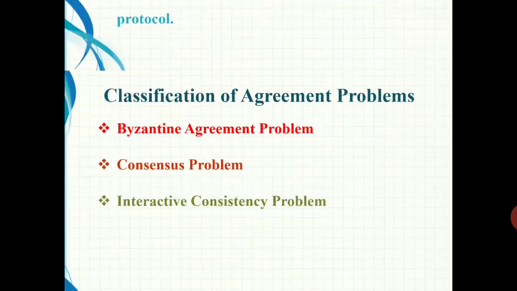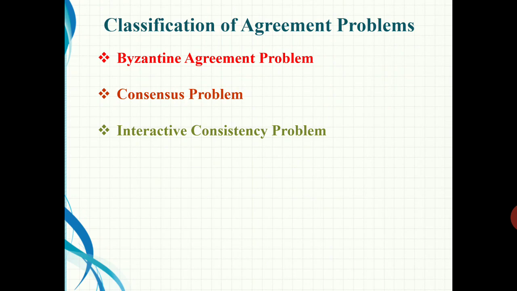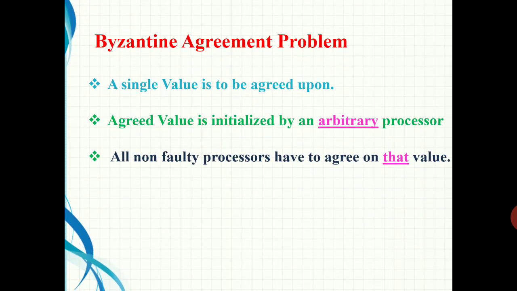Then next is the classification of agreement problems. Mainly the agreement problems are classified into three. First is the Byzantine Agreement Protocol, then the consensus problem, then the last one is the interactive consistency problem. First we will see what the Byzantine Agreement protocol or problem is.